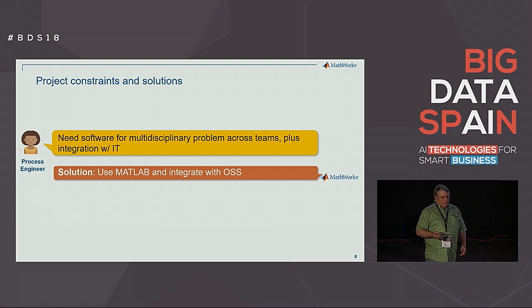Another really big challenge with projects like this is that they tend to be very multidisciplinary. We have multiple domains that we have to have expertise in. We have to be experts in signal processing, physics, machine learning. We also have to have expertise in IT and system design and things like that. And so our solution is to use a platform that brings all these things together and integrates well with cloud services as well as best-in-breed open source software.